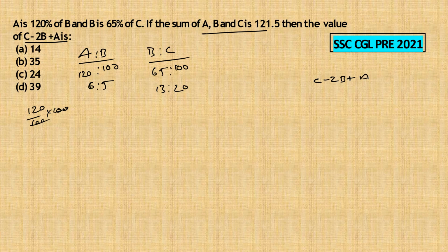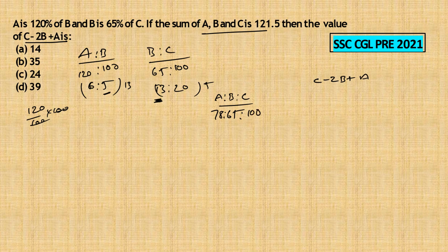Here the value of B is 5. Here the value of B is 13. To balance the equation, you can multiply it here simply by 13 and here by 5. That is, you can write A is to B is to C: 13 6s are 78, 13 5s are 65, and 20 into 5 is 100. That is the value of C. Or you can do it in a simple method.